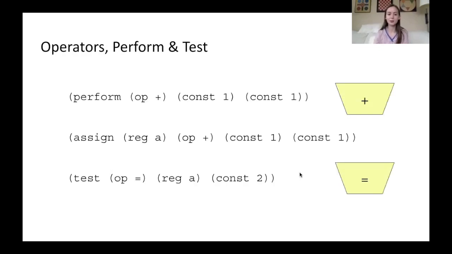Our third type of object is an operator, or op. An operator is like a function. It takes in arguments and returns a value. An example of two operators we can use are plus and equals. The operator symbol is drawn as a trapezoidal funnel.